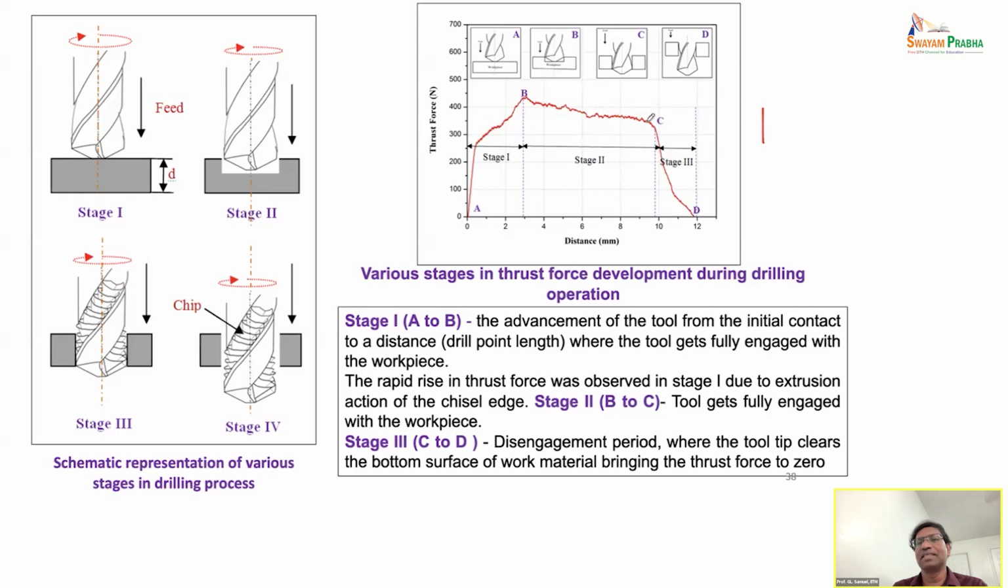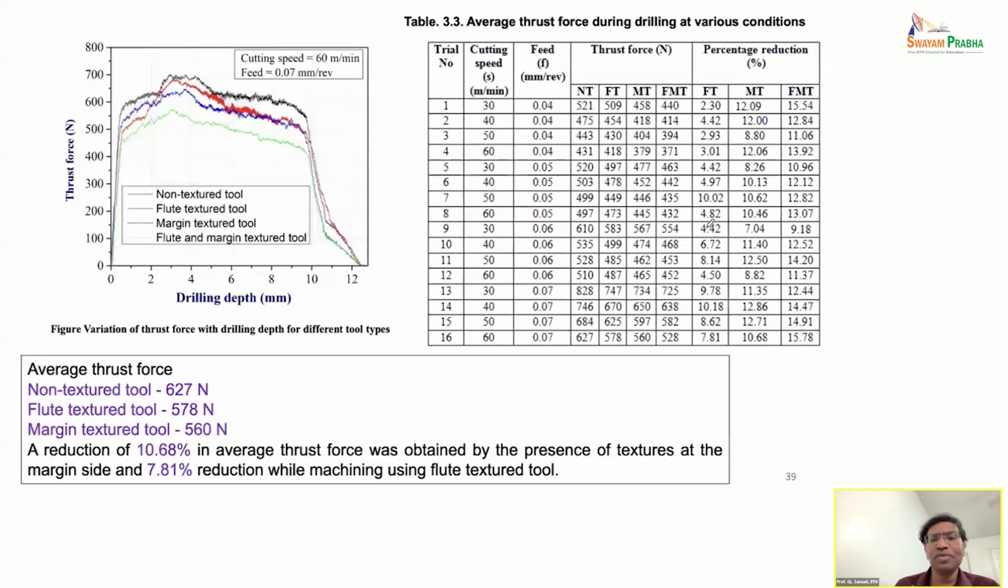Then there'll be a stable stage. Then after that, it again decreases. So now in that, when we tried with the different tools, we can see how there was an improvement. The first one is the non-textured tool. So the thrust forces were higher.